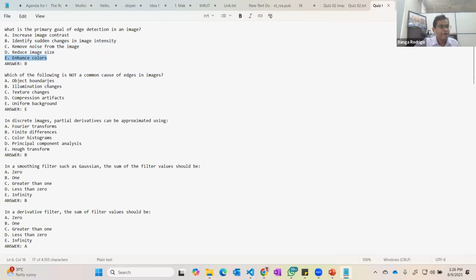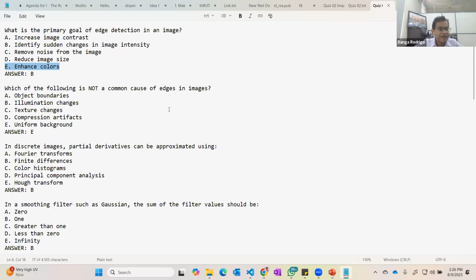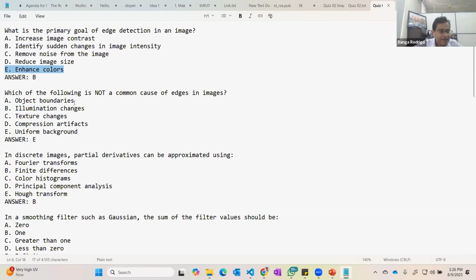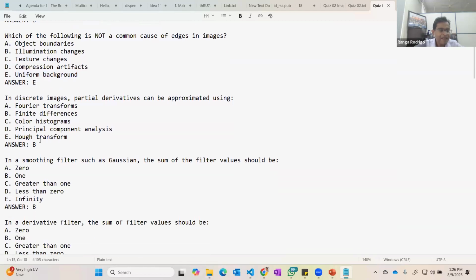Okay, second question. Which of the following is not a common cause of edges in images? So what results in edges? We had this slide, right? Object boundaries, it results. Illumination changes, yes. Texture changes, yes. Compression artifacts, yes. Uniform background does not give any edges. So the answer is E. In discrete images, partial derivatives can be approximated using, so how do you get the partial derivatives? Fourier transform, finite differences, color histograms, principal component analysis. Principal component analysis is wrong. Hough transform is wrong too, actually finite differences.